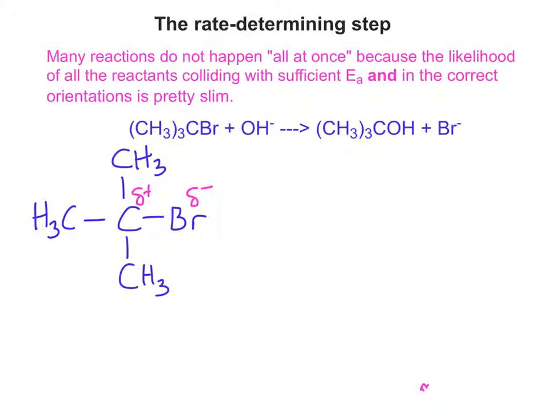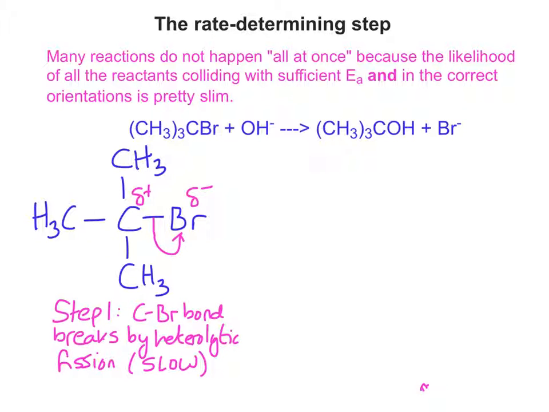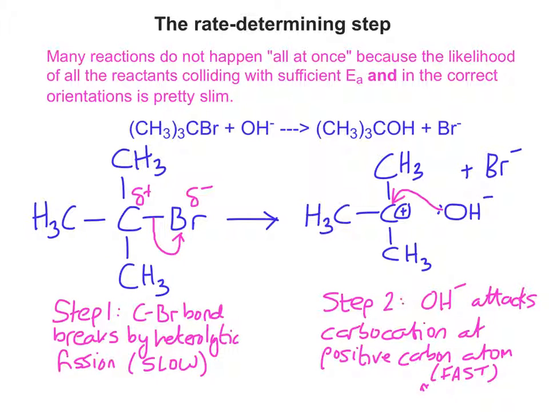Tertiary haloalkanes like this one have a slightly different way of reacting during nucleophilic substitution. Because of the relative crowding of the delta positive carbon with those bulky CH3 groups, the first step is the actual breaking, heterolytic fission, of the C-Br bond. And this is a slow process. The second step is much faster. Now the OH- nucleophile attacks the carbocation at the positive carbon atom. This is the fast step.